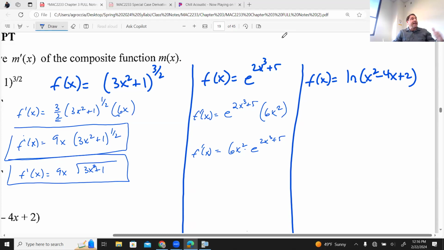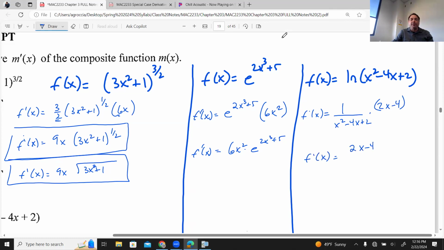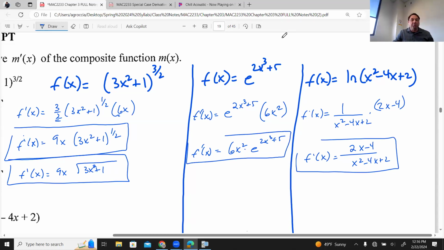Okay, now we have ln. Again, can you read your own notes? Do you remember how to do it? If we're taking the derivative, it's 1 over the original, x squared minus 4x plus 2, whatever we're taking the ln of, times the derivative of the inside, which would be 2x minus 4. Another way people like to write this is the derivative of whatever you're taking the ln of on top and the original on the bottom. There's no base to deal with. That would be your final answer. Now, again, if you could simplify it, we would look at it, but I think that's it.